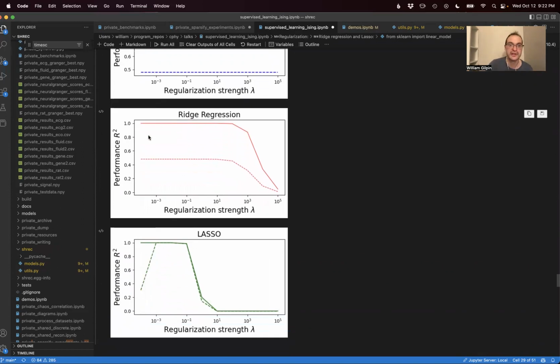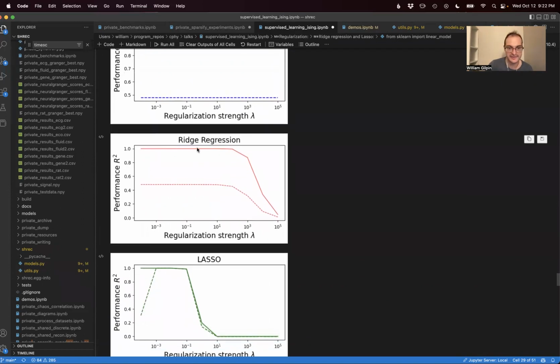With ridge regression, I basically get the same result as ordinary least squares. I have the same test error and the same training error, with the one caveat that when my regularization gets super big, then the elements of J basically go to 0, and so both of these degrade. So that's a pretty bad outcome.